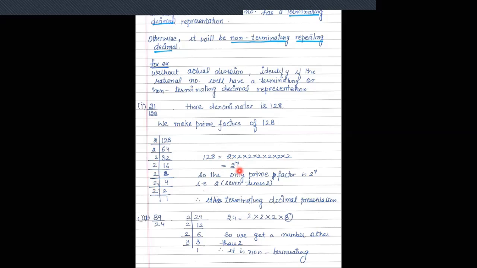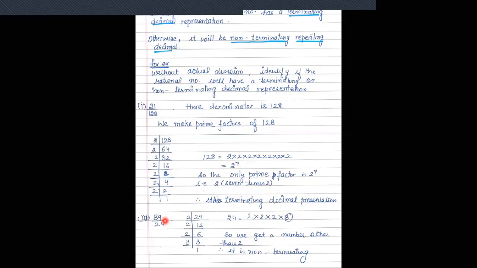So I have written 2 raised to the power of 7. So the only prime factor is 2, 7 times. Right? 7 times 2, 2, 2, 2, 2. So that means there is no number other than 2. We say that it has a terminating decimal representation.